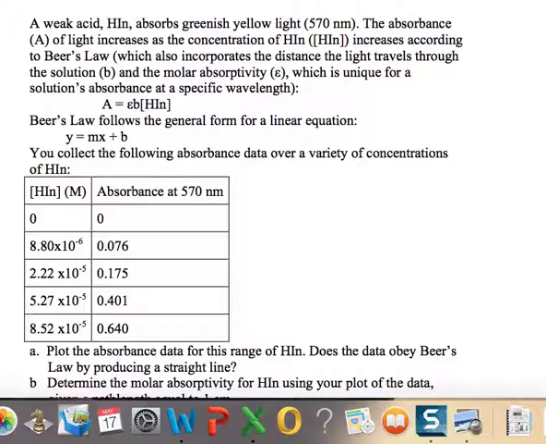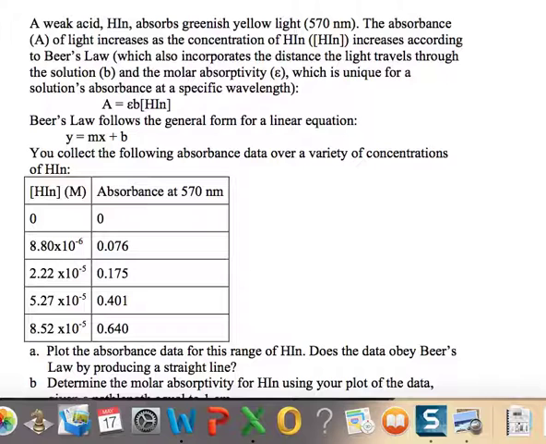The absorbance of that light increases as the concentration of the indicator increases, according to Beer's law, which also incorporates the distance a light travels through the solution, called B, and the molar absorptivity of the species in the solution, which is unique for every different solution at every specific wavelength. Mathematically, we see this as A equals epsilon B concentration of indicator. Beer's law is a linear equation where the B, the intercept, is equal to 0.